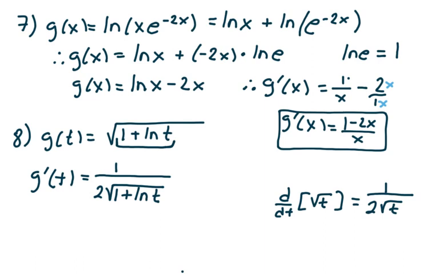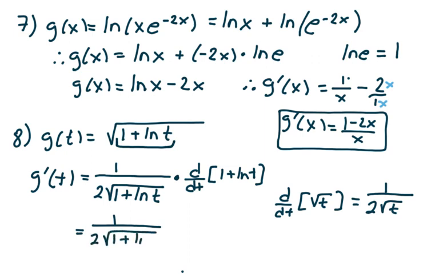And then don't forget, we have to multiply by the derivative of 1 plus natural log of t with respect to t. That's the derivative of the inside function, in other words. And so this is 1 over 2 times the square root of 1 plus the natural log of t times 1 over t.